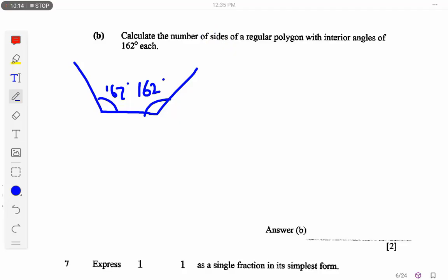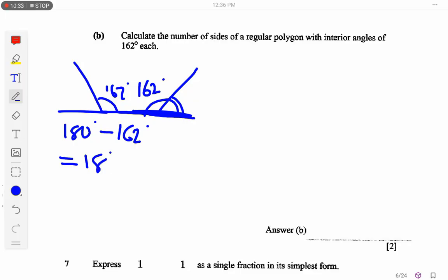The easiest way to do this is to extend this side or that side, and you find the exterior angle there. This is a straight line, so it's going to be 180 degrees minus 162 degrees. If you do this, you get 18 degrees. So basically, this angle here is 18 degrees.